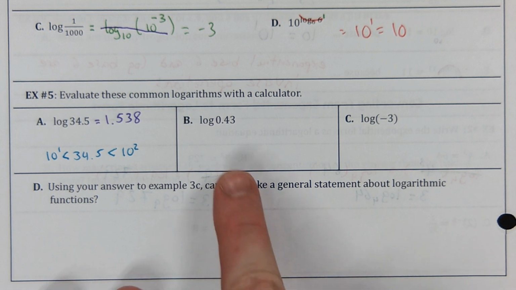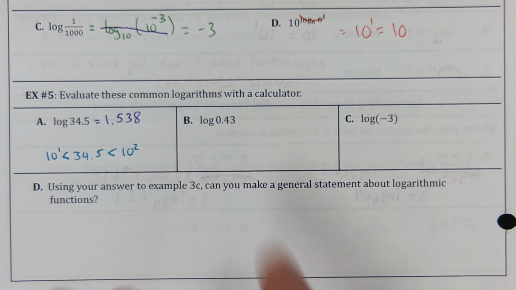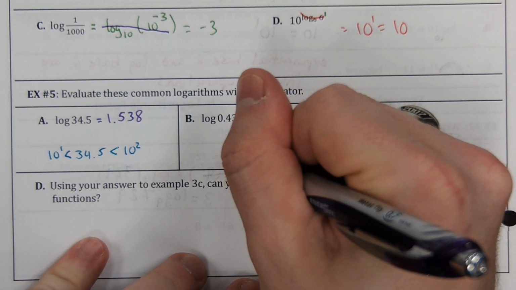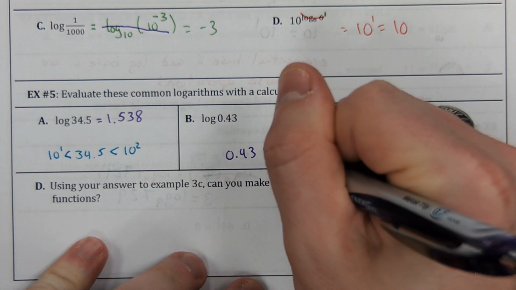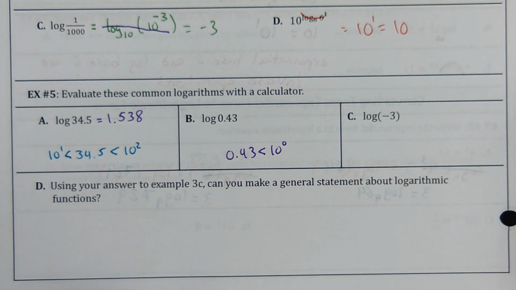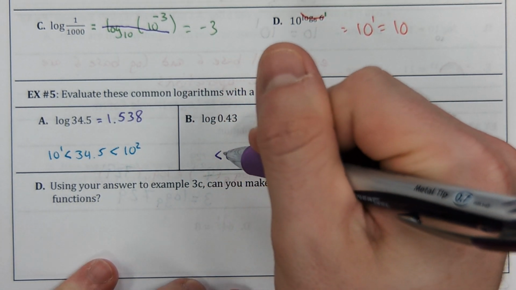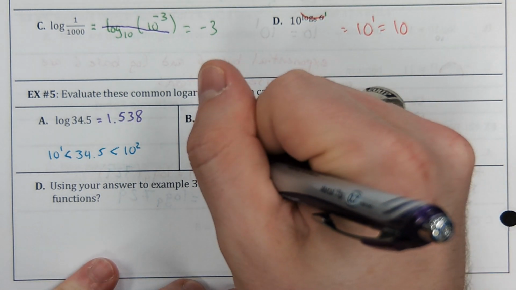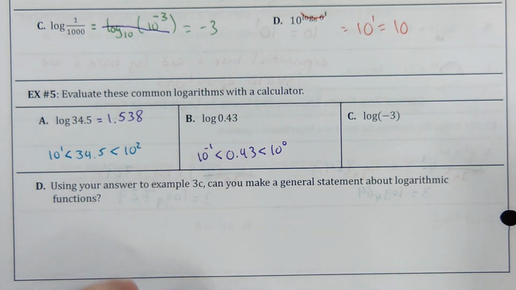Let's use the same kind of knowledge on this one. 0.43. Well, that's definitely smaller than 10, which is 10 to the first. But you know what else it's smaller than? 10 to the 0. What is 10 to the 0? 1. 0.43 is less than 10 to the 0. It's less than the number 1. But it's greater than 0.1, 1/10, which is 10 to the negative 1.